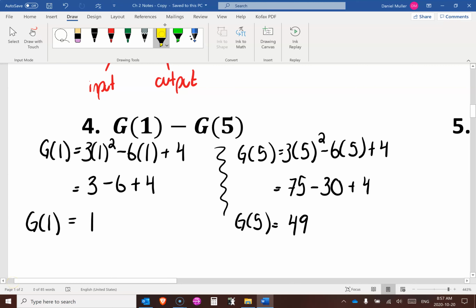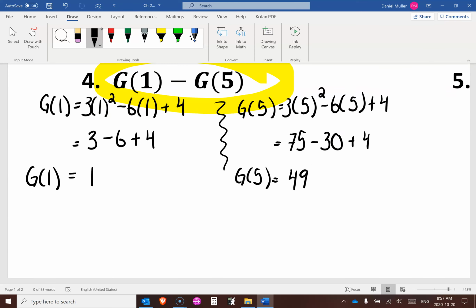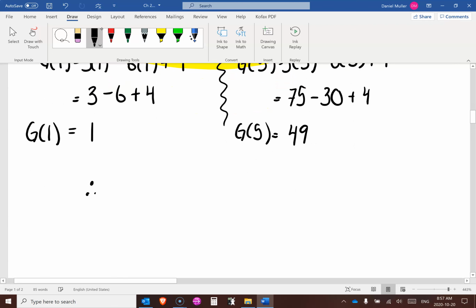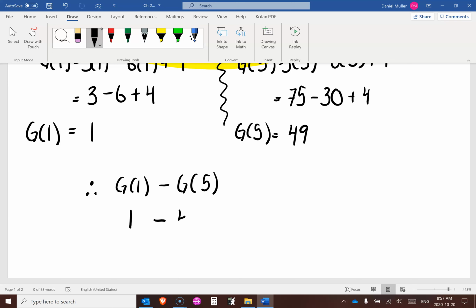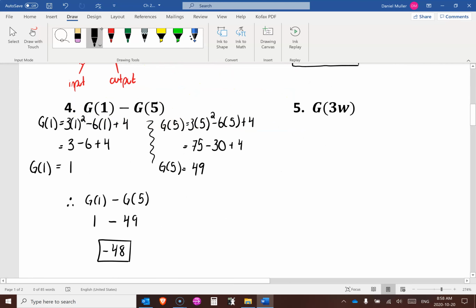Now that we're done that, what do we have to do to these two numbers? Well, it says here we need to take g of 1, which is 1, minus g of 5, which is 49. So, therefore, g of 1 minus g of 5, that's really what we're asked. g of 1 is 1, minus g of 5 is 49. 1 minus 49 is going to be negative 48. So there you have it. Two questions that you have to do, and then you have to, in this case, subtract them.